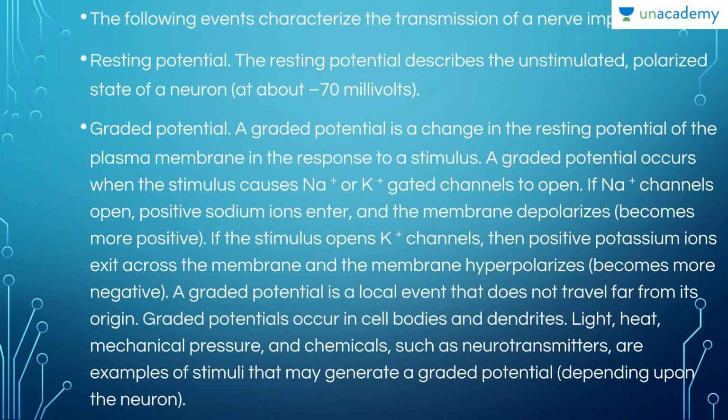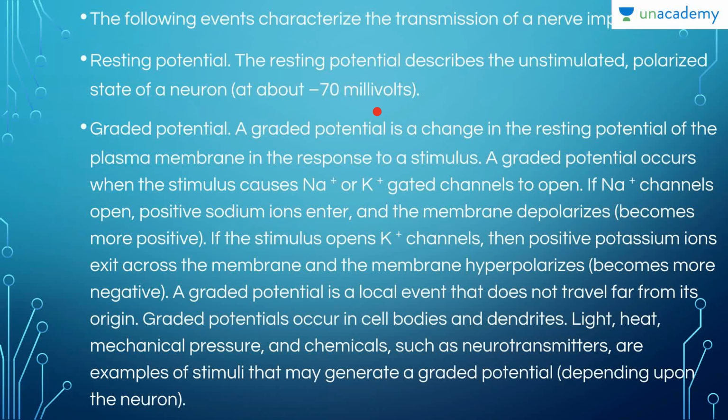The following events characterize the transmission of a nerve impulse. So we're starting out. Firstly, we have the resting potential. The resting potential describes the unstimulated polarized state of a neuron. So that's the resting potential, which is about minus 70 millivolts. You can also represent millivolts by mV, a small m and a capital V.